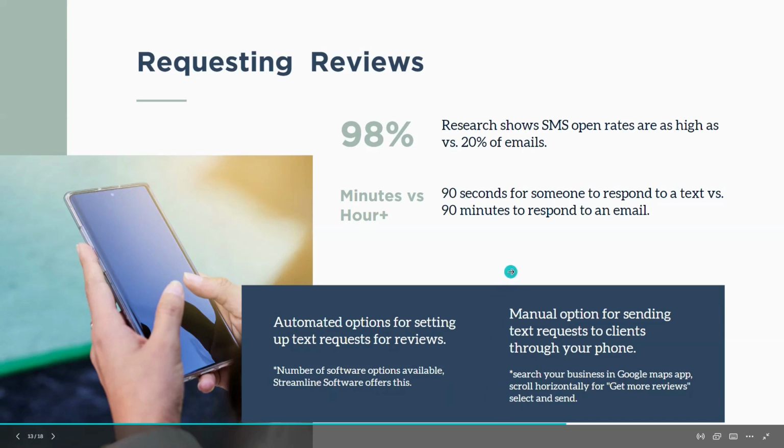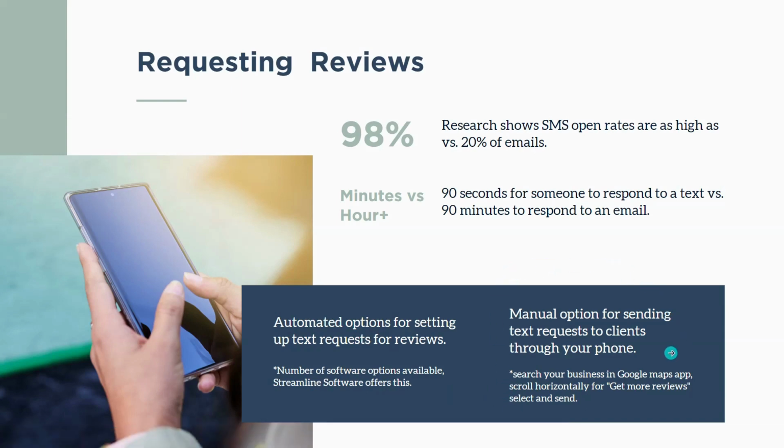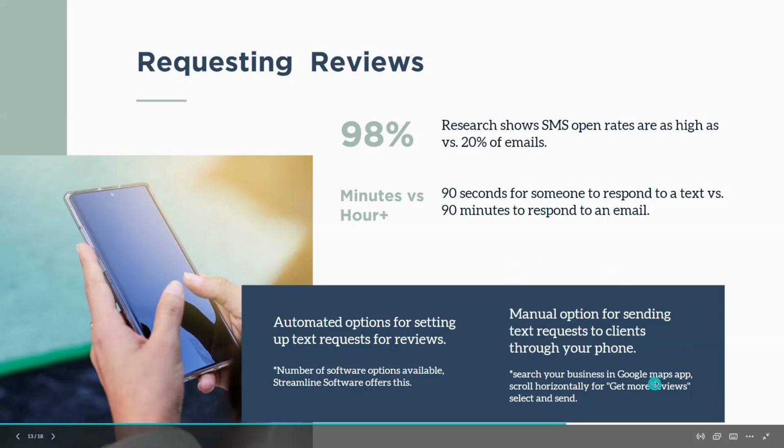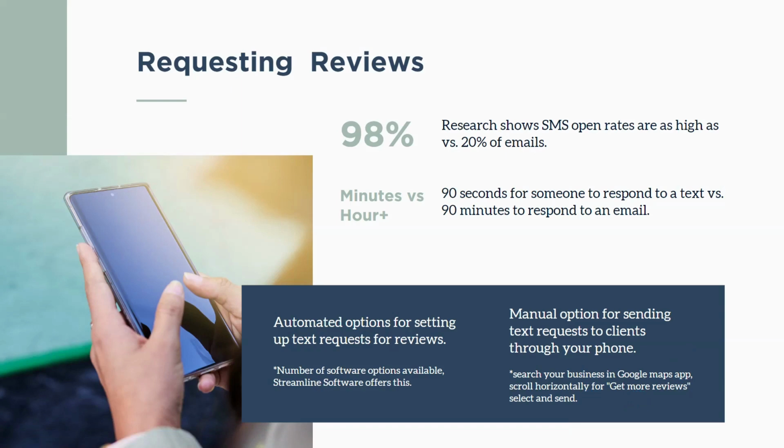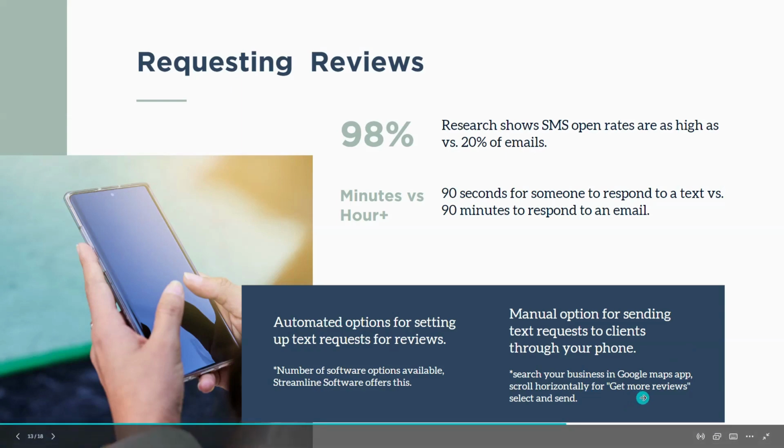And if you're not ready for automation yet, there is a manual option for doing this. On your phone, you just go into the Google Maps app, search for your business, and then scroll down in your profile, and there will be an option to get more reviews. You select that, it's going to open up your text messaging on your phone. You type in your customer or client's number and send it out.